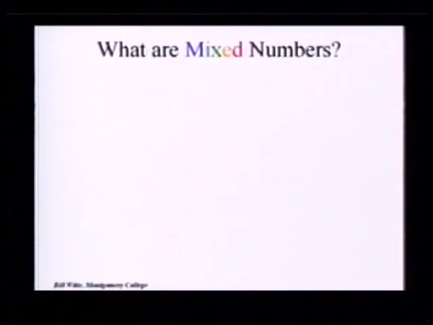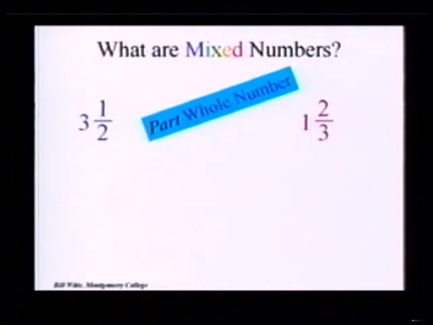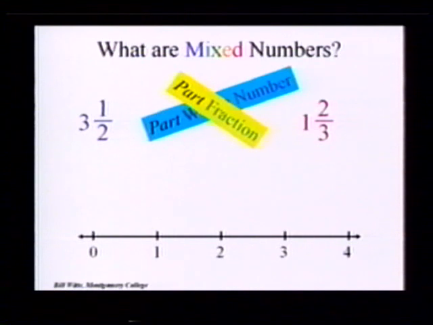Okay. Now, mixed numbers, on the other hand, are both. Part whole number, and part fraction. As you can see, 3 1/2 is part whole number, 3, and part fraction, half. 1 2/3, part whole number, 1, and part fraction, 2/3. Get the idea? Now, why treat things as mixed numbers like that?